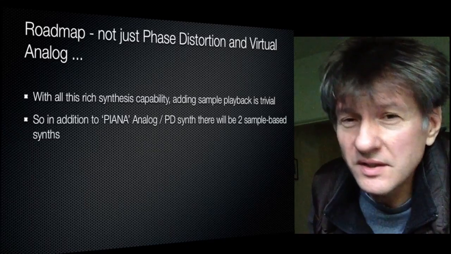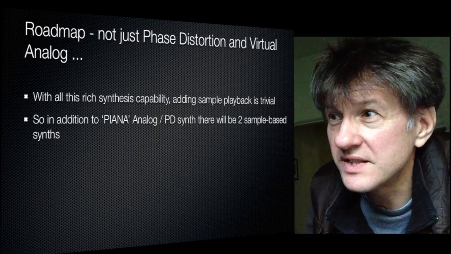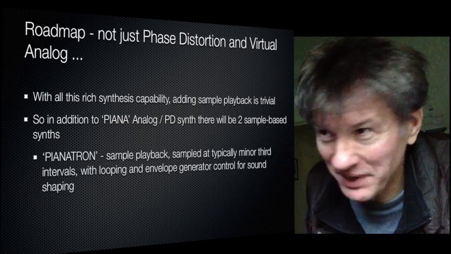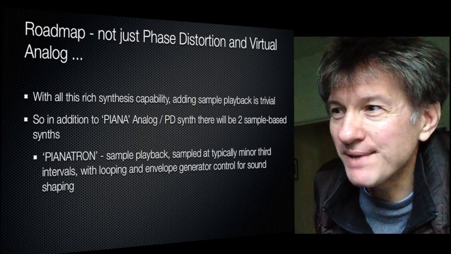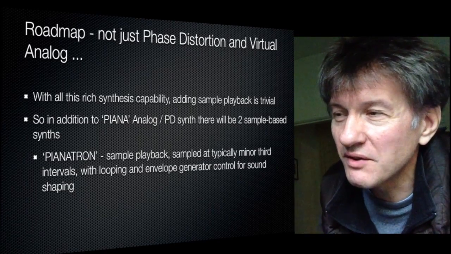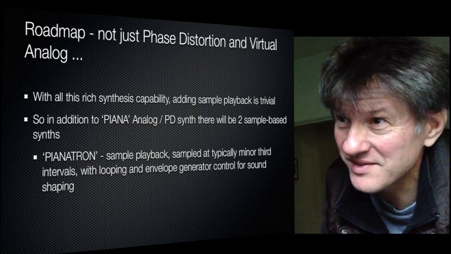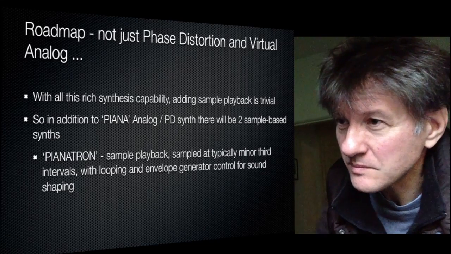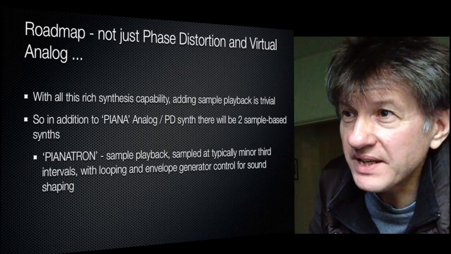So yes, 2 sample-based synths are going into this baby. One of them I've called Pianatron because it's piano, but it's a mellotron all at once. Awesome. Looking at typically minor third interval sampling, so you've got 3 keys per sample, so you get a bit of chipmunking, but heck, the Raspberry Pi is an inexpensive piece of kit. You can't really expect, you know, layered velocities and all that stuff. Looping and envelope generators.